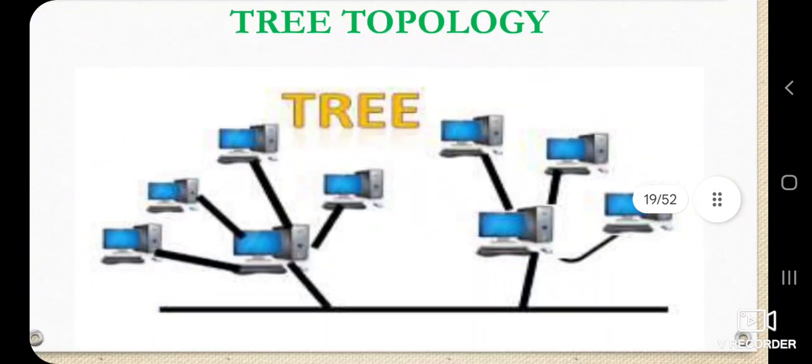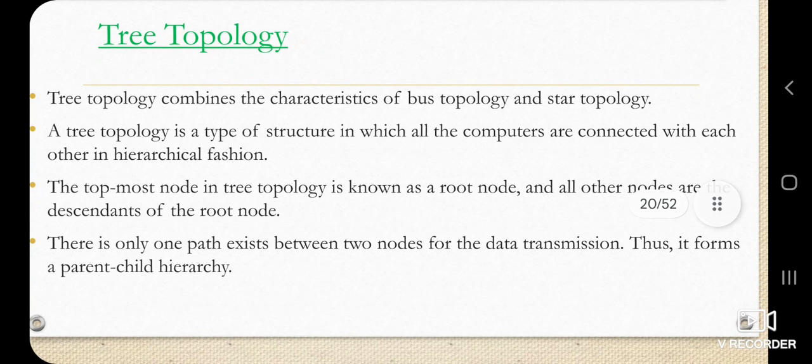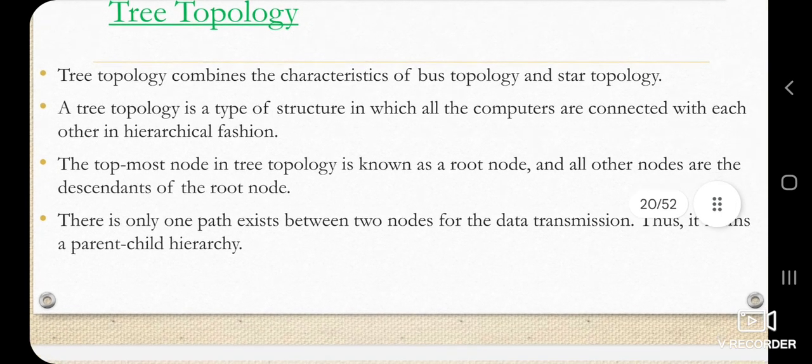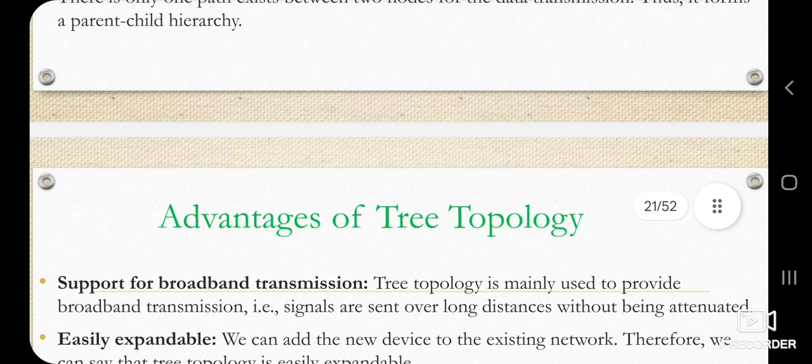Tree topology. Tree topology combines the characteristics of bus topology and star topology. A tree topology is a type of structure in which all the computers are connected with each other in hierarchical fashion. The topmost node in the tree topology is known as root node, and all other nodes are the descendants of the root node. There is only one path that exists between two nodes for the data transmission. Thus, it forms a parent-child hierarchy.